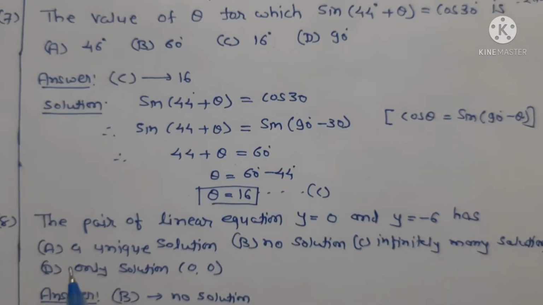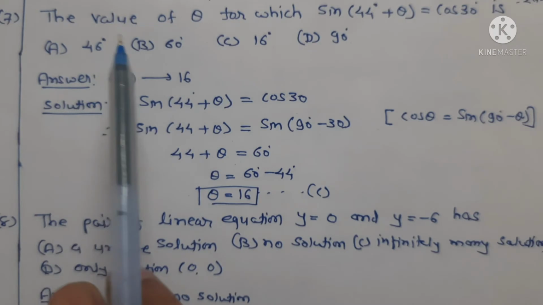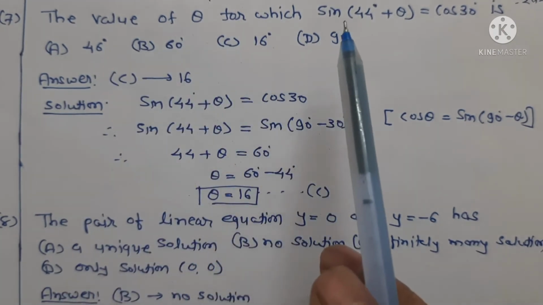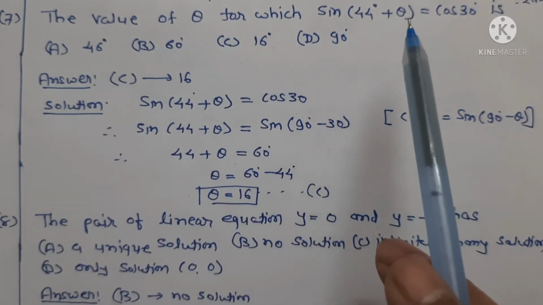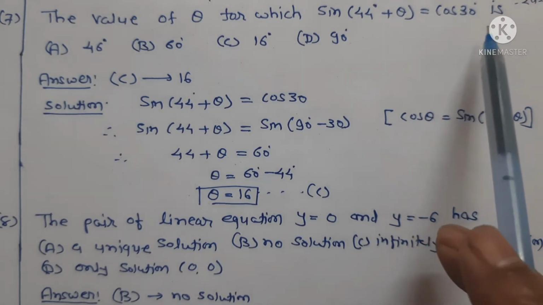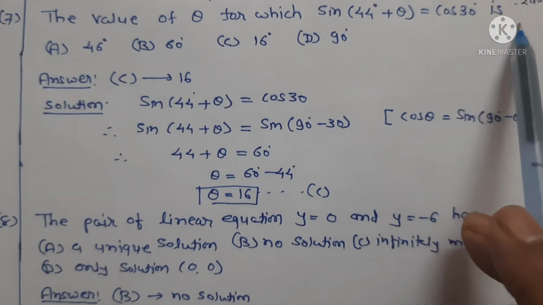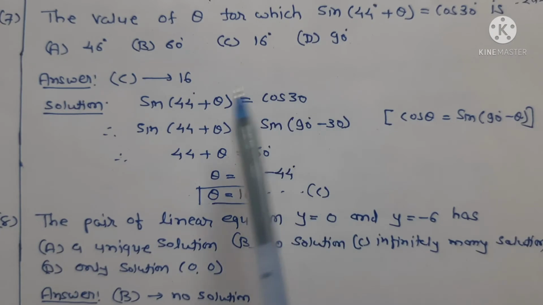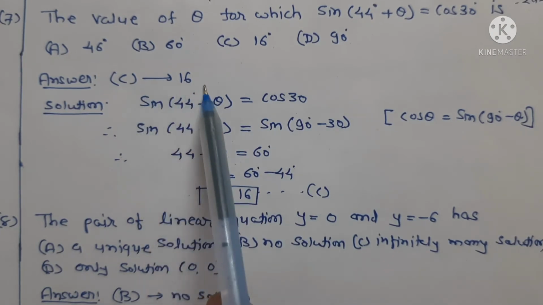Now we start question number 7. The value of theta for which sine (45 degree plus theta) equal to cos 30, then the theta equal to that. We have to find the value. The answer is C, 16.